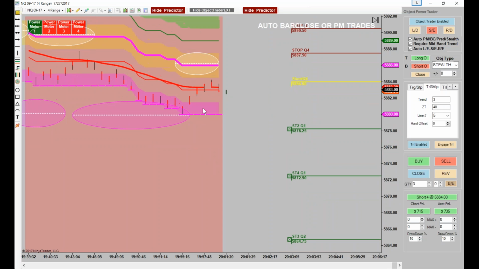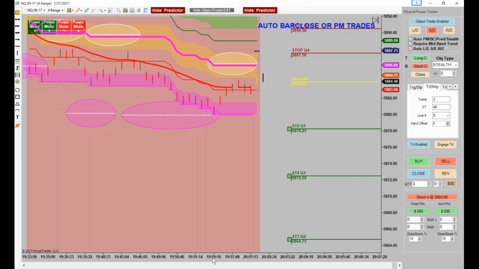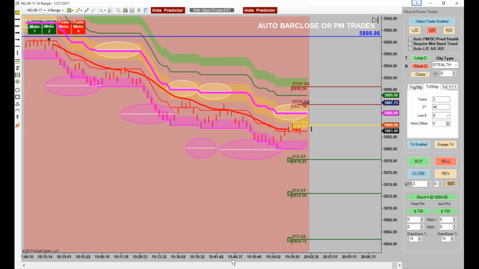Stealth gapped, see the gap right there? And then it started again. Okay? Now, are we going to get stopped out on this trade? Well, we'll find out. Stops above the little predictor.